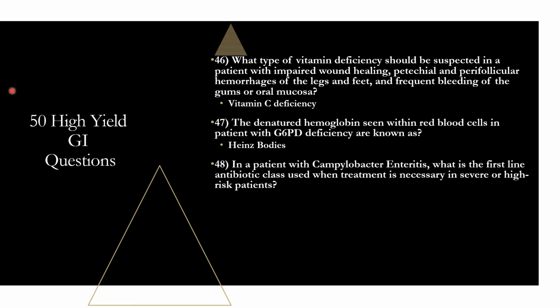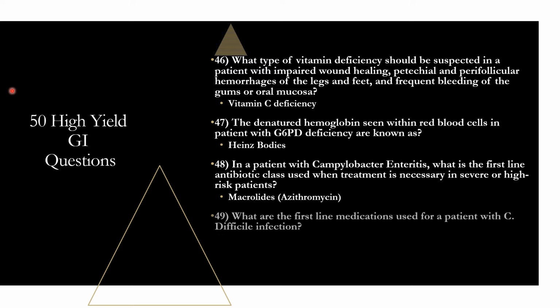Question 48, in a patient with Campylobacter enteritis, what is the first-line antibiotic class used when treatment is necessary in severe or high-risk patients? So for Campylobacter enteritis, the first line is going to be macrolides. In particular, azithromycin is the most commonly used of that class. Fluoroquinolones is a second-line option. And then remember, in most patients, fluid and electrolyte replacement is going to be sufficient for treatment. It's really only your high-risk patients or patients with really severe symptoms that you're going to use antibiotics like macrolides.